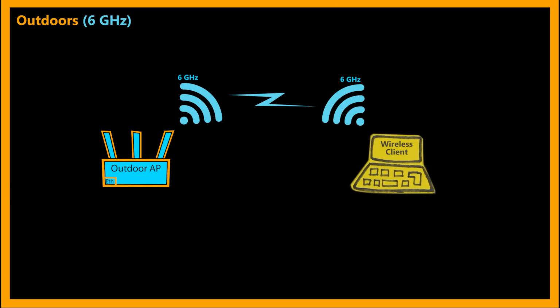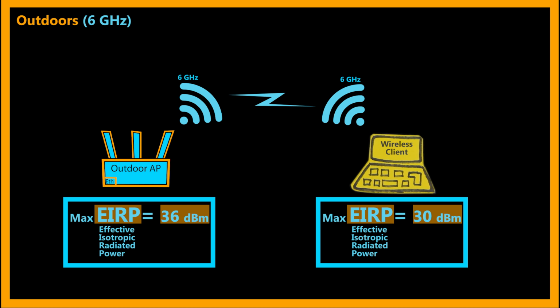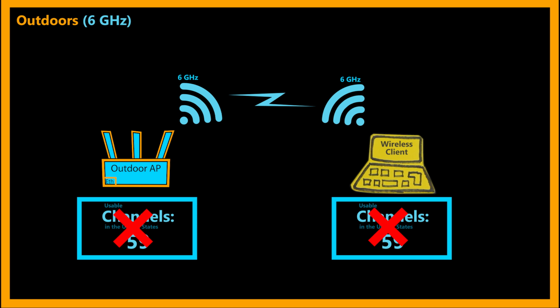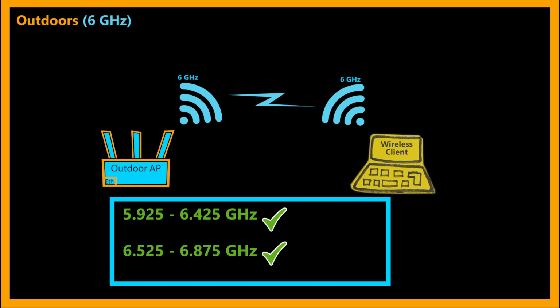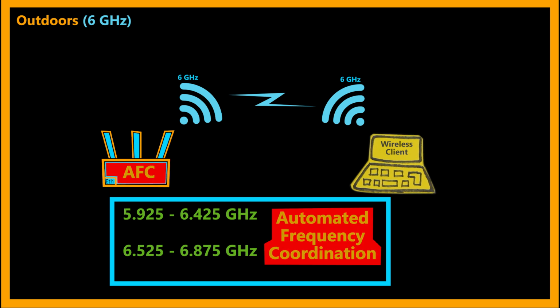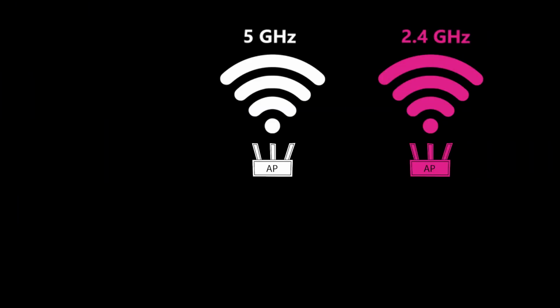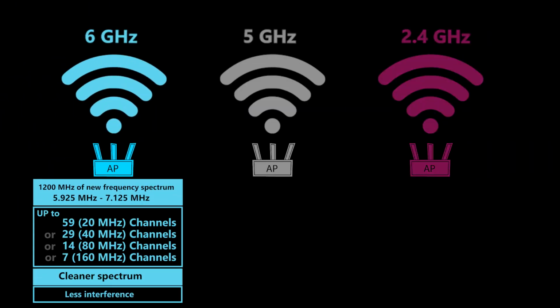Now, the rules for the outdoor access points are quite different. First of all, the maximum power allowed is higher. Also, some portion of the 6 GHz band is not allowed to be used outdoors. And for the portion that can be used, a system called AFC, or Automated Frequency Coordination, should be used to manage real-time frequency assignment.